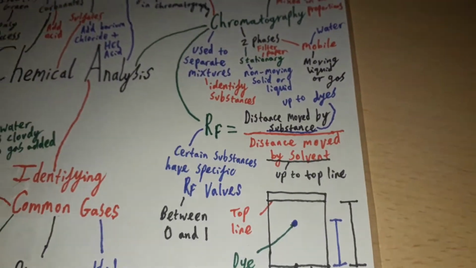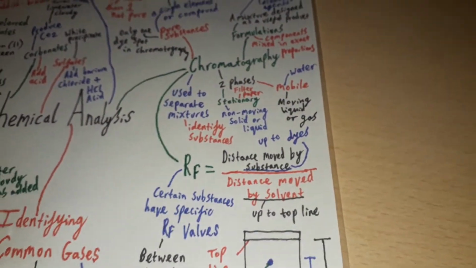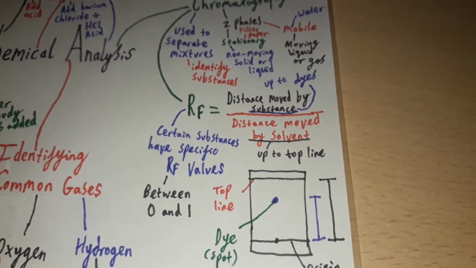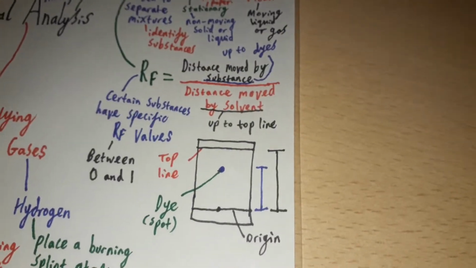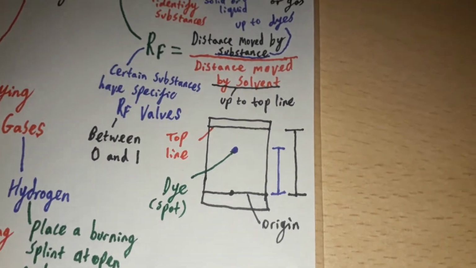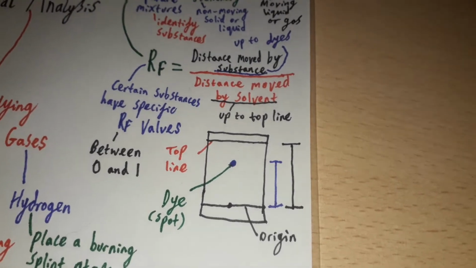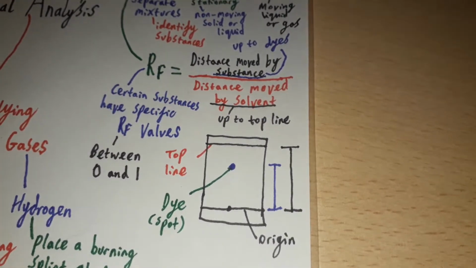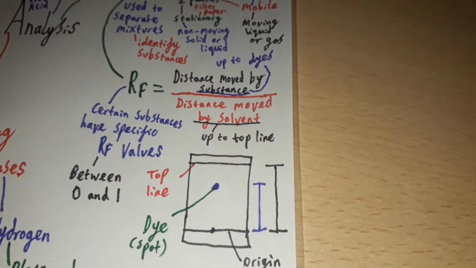Next, let's look at the RF and the actual equation of chromatography. RF is basically a ratio of the amount moved by the dye over the amount moved by the water. If we look at this diagram here, you can see that the blue line is how far the dye's gone from the origin, and the black line is how far the water has gone from the origin up to the top line, because the dye starts at the origin and so does the water.